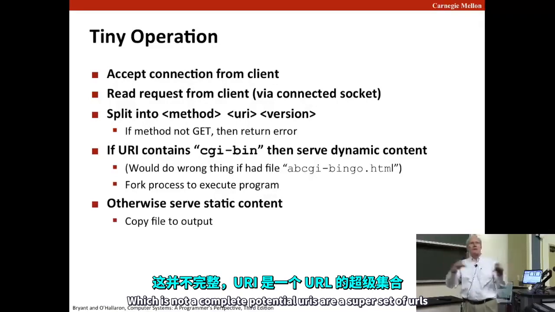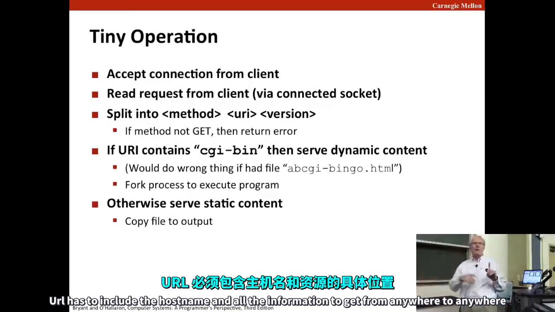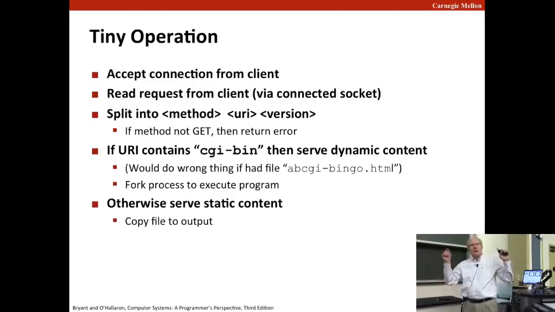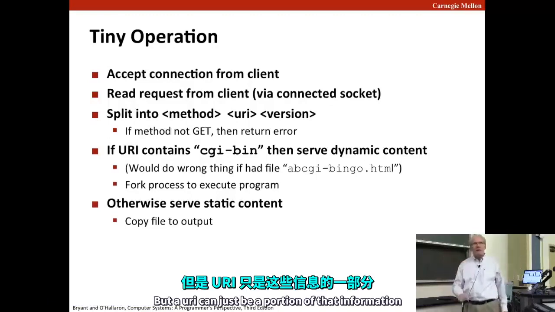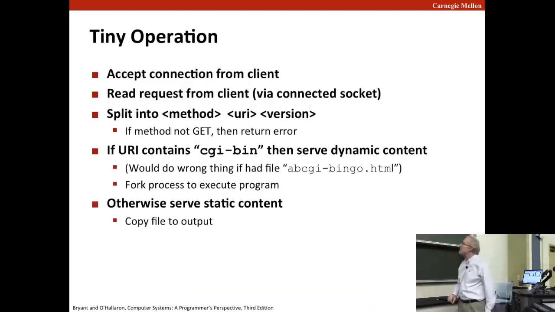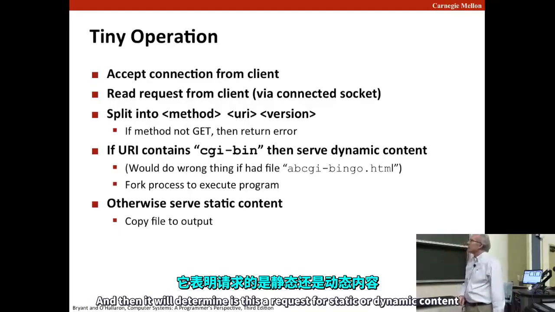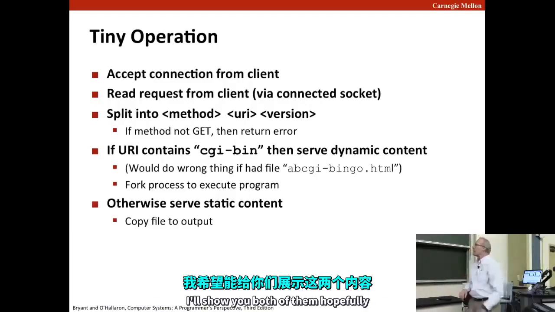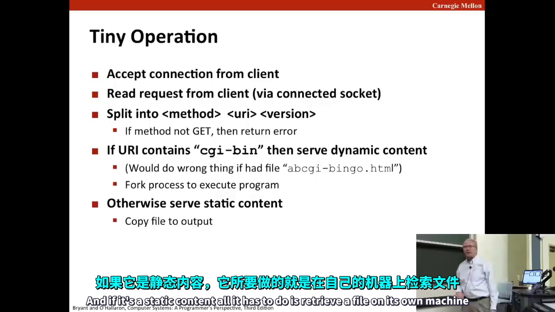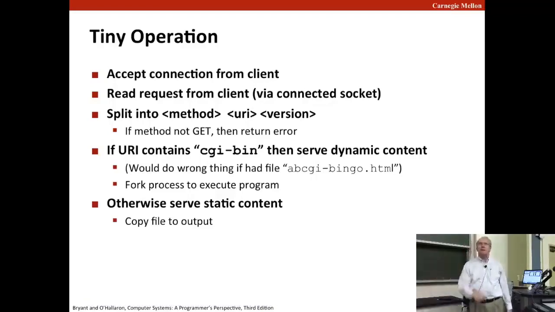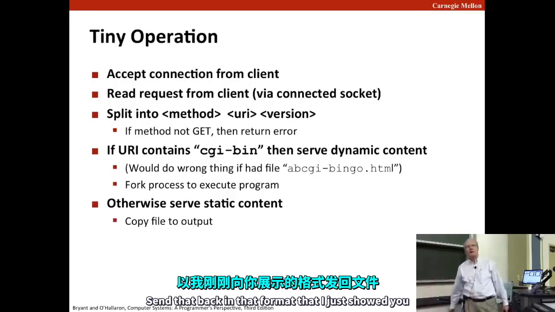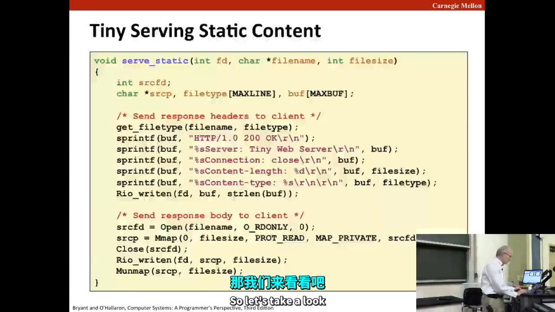URIs are a superset of URLs. A URL has to include the host name and all the information to get from anywhere to anywhere. But a URI can just be a portion of that information. And then it will determine, is this a request for static or dynamic content? I'll show you both of them, hopefully. And if it's static content, all it has to do is retrieve a file on its own machine and send that back in that format that I just showed you. So let's take a look.